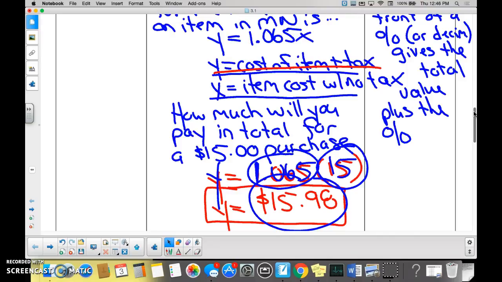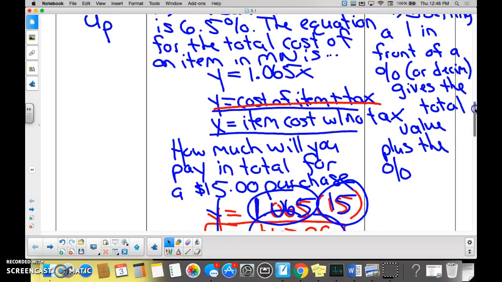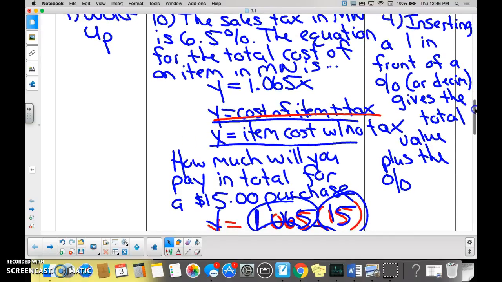You know 6.5% is represented in decimal form as 65 thousandths. And then I think Matt gave us this, which is really good: inserting a 1 in front of a percentage or a decimal gives the total value. I'm going to separate these two things here. It gives the total value plus the percentage, or plus whatever the extra is.